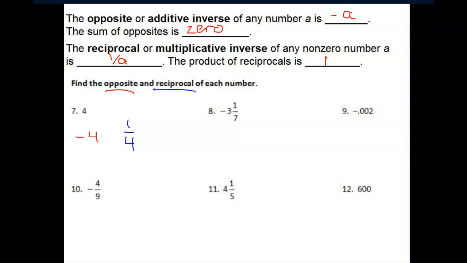Something like number 8, you have to change this into an improper fraction. It can't be a mixed number because we can't do 1 over a mixed number. So 7 times 3 is 21, 21 plus 1 gives you negative 22/7. So its additive inverse is positive 22/7. And its reciprocal is negative, because the original is negative. And if you have a fraction, you flip it, because 1 over negative 22/7 would turn into 7 over 22.